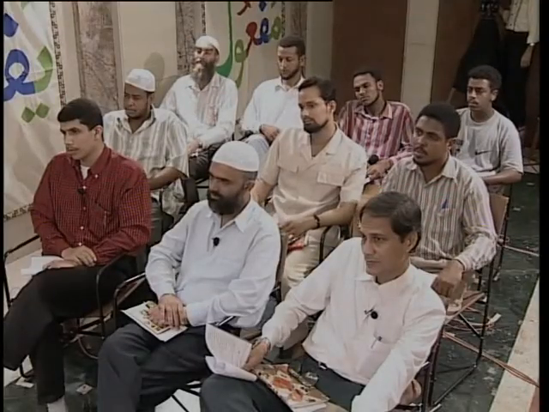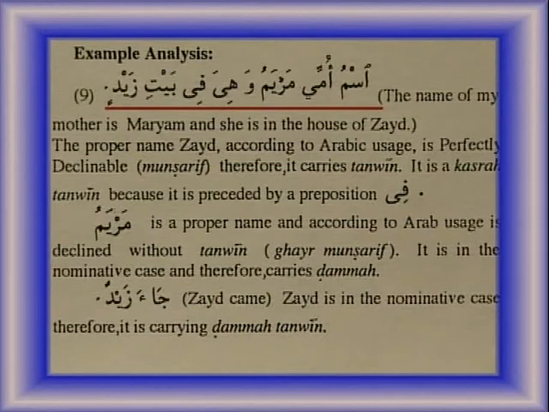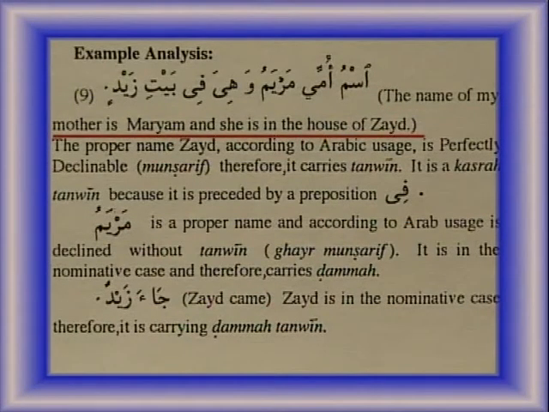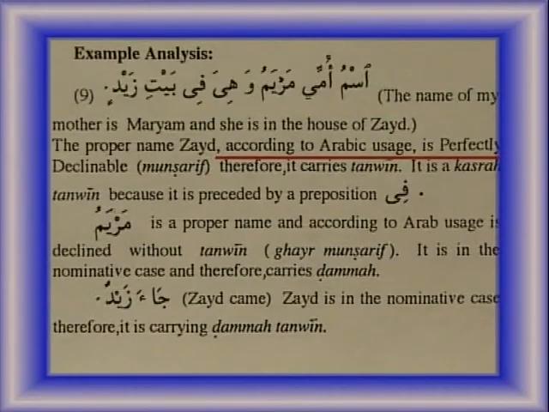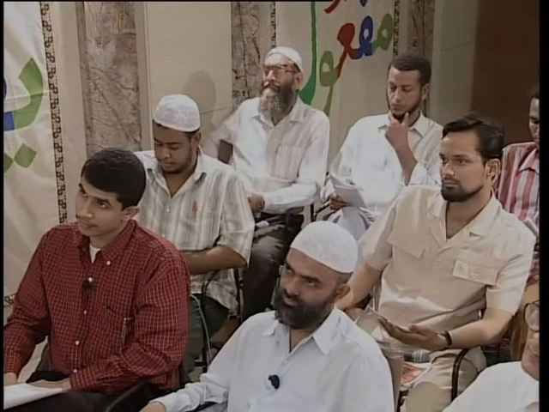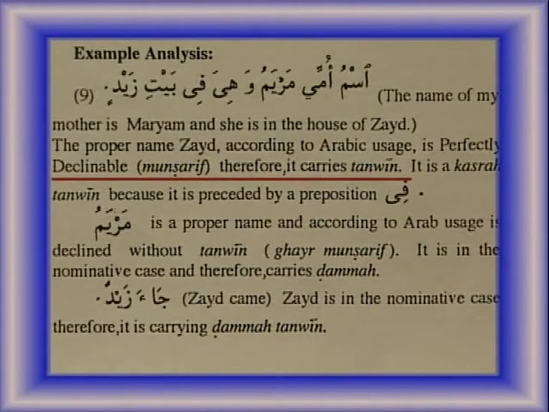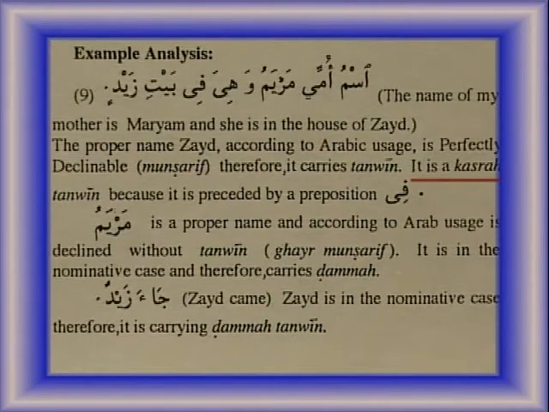Example analysis. Ismu ummi Maryam wa hiya fi bayti Zayd. The name of my mother is Maryam, and she is in the house of Zayd. The proper name Zayd, according to Arabic usage, is perfectly declinable, munsarif. Therefore, it carries tanween. It is a kasra tanween because it is preceded by the preposition fi.